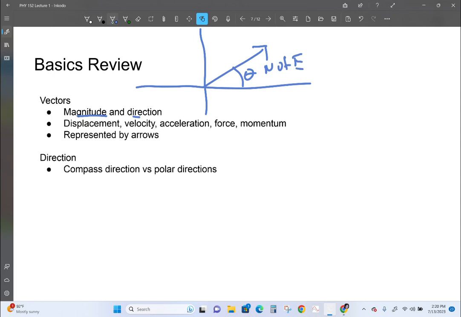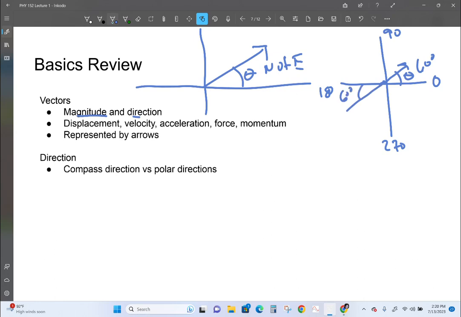Or I can use polar coordinates, which are angles measured from the positive x-axis. So in the case of this one, if it's 60 degrees, the polar heading is 60 degrees. But what if it's 60 degrees south of west? So if it's 60 degrees south of west, like this, then the polar heading would be this all the way over here.